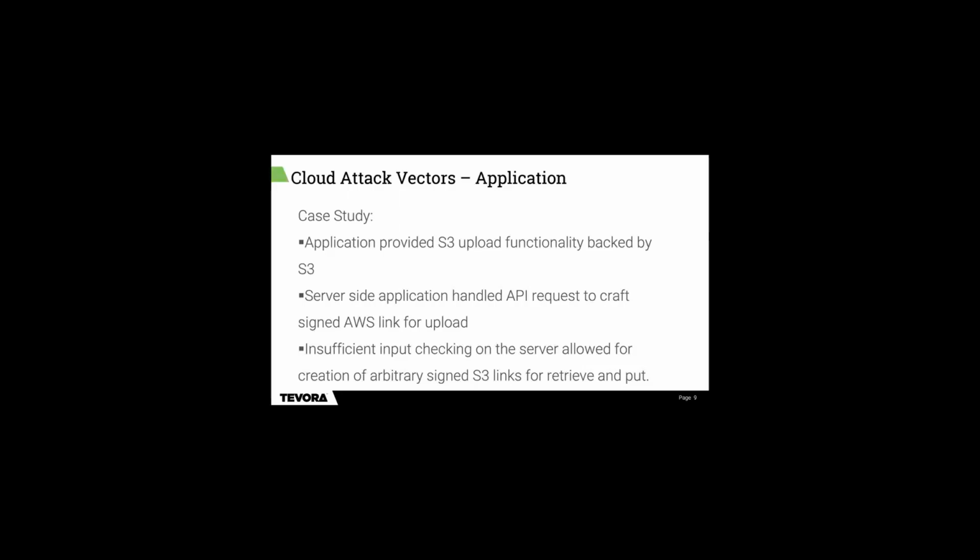Basically, we found that there was insufficient input checking on the server side that allowed for creating arbitrary signed S3 links, which allowed for things like overwriting the actual static content of the HTML. So you can imagine, this could be a huge issue, allowing potential takeover of the site once someone has an account where they're given file upload. And again, this would be a customer-exposed function that is designed to be there.